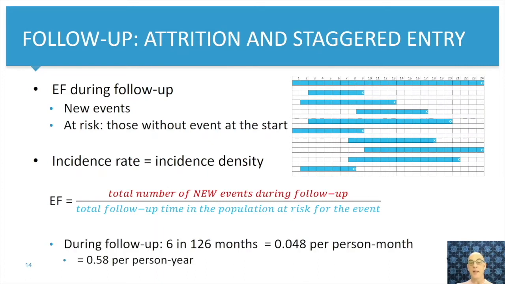So if we look at this graph, there are still 6 events, but instead of 162, there were now just 126 months of follow-up because some of the people were not in follow-up right from the start. And that would make 0.048 per person month or 0.58 per person year. And as said earlier, we can express it in such a way that it is a bit easier. We make it 58 events per 100 person years of follow-up.